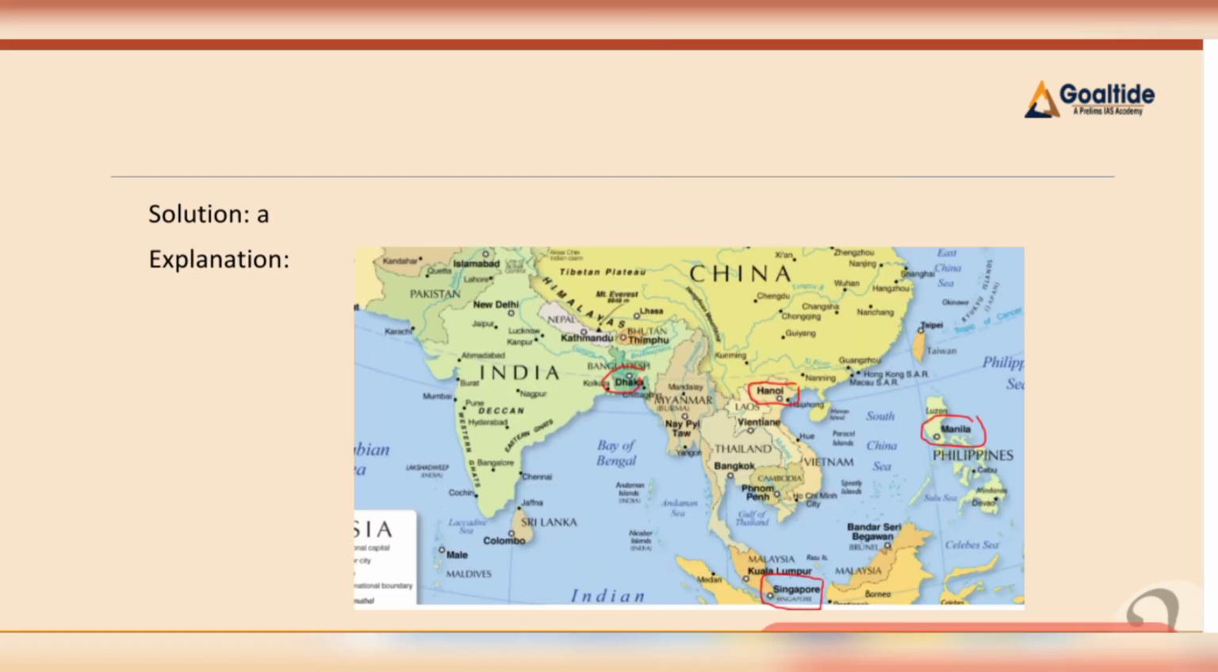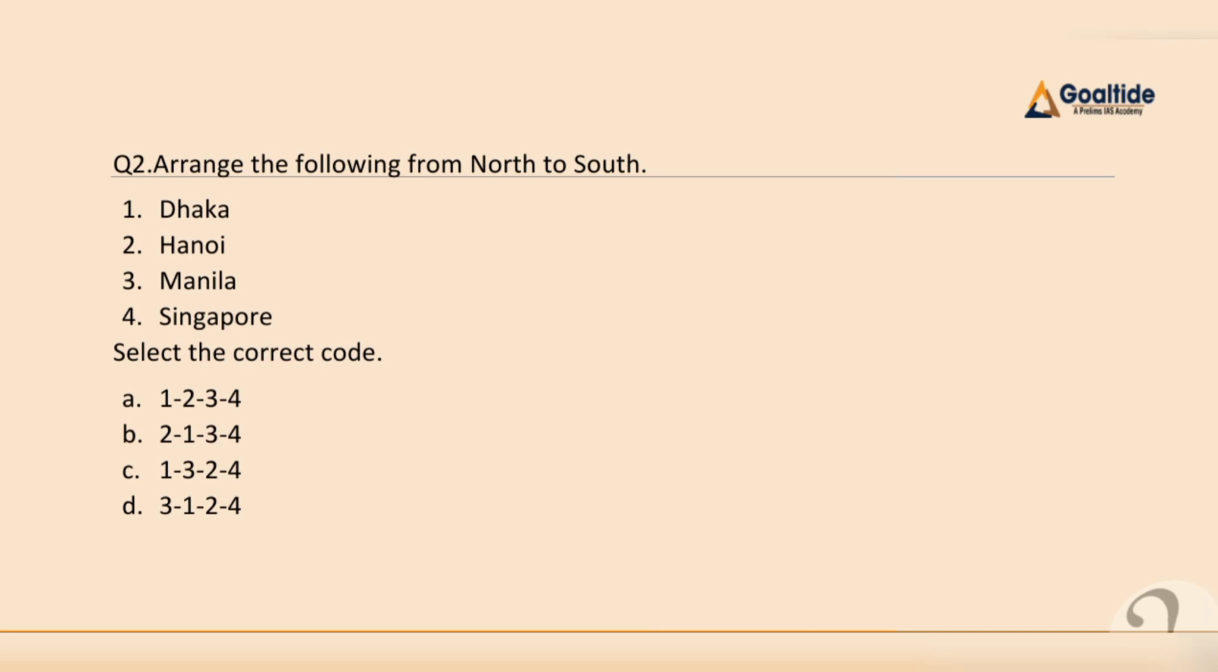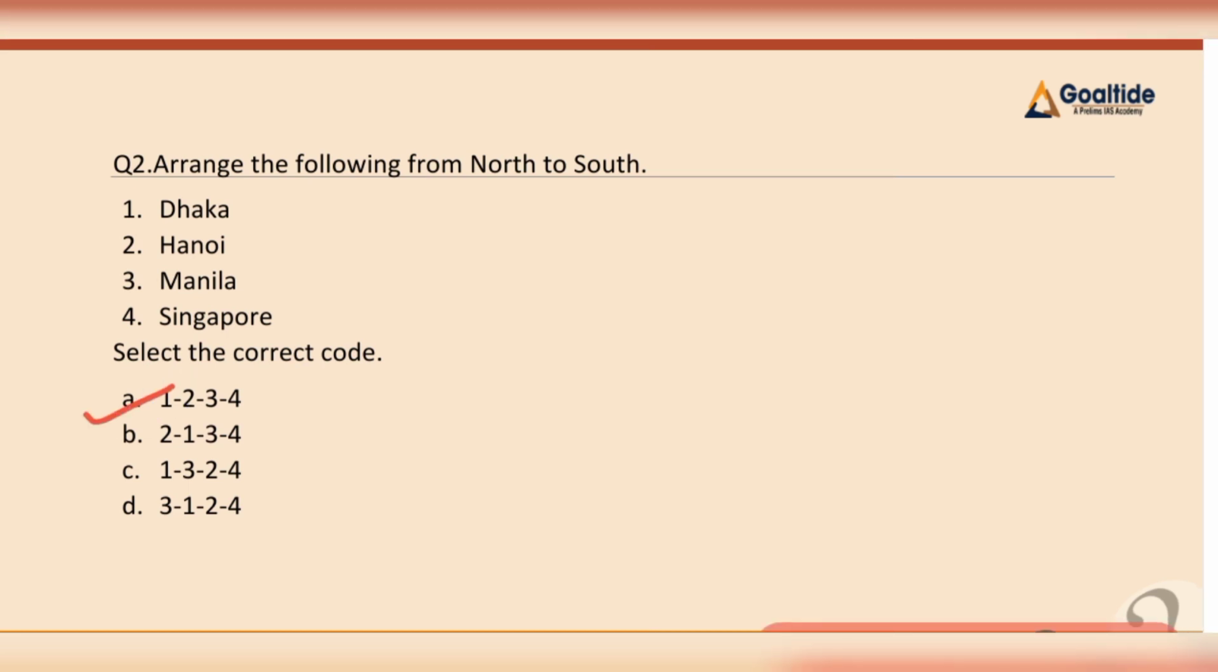So here as we can see, Dhaka, that is capital of Bengal, that is northernmost capital, right? And second one, that is Hanoi, that is capital of Vietnam. Third one, that is Manila, and it is capital of Philippines. And fourth one, that is Singapore, right? So here we can see our final answer will be A, that is 1, 2 and 3, 4.